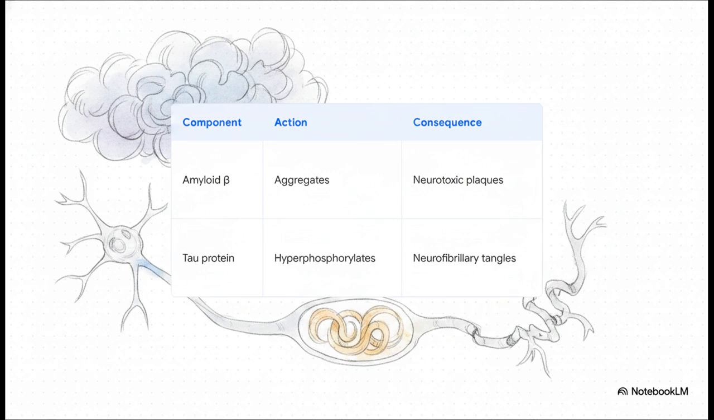Second, we have the tau protein. Normally, tau helps assemble the microtubular structure of neurons, but in Alzheimer's, it becomes hyperphosphorylated and insoluble, creating intracellular neurofibrillary tangles that just block normal cell function. The architecture is literally being destroyed from both the outside and the inside of the neuron.